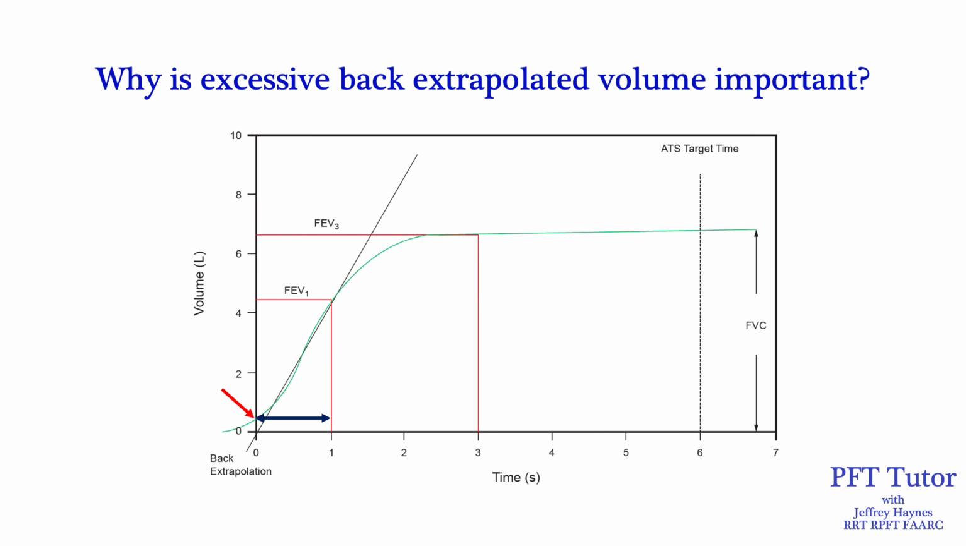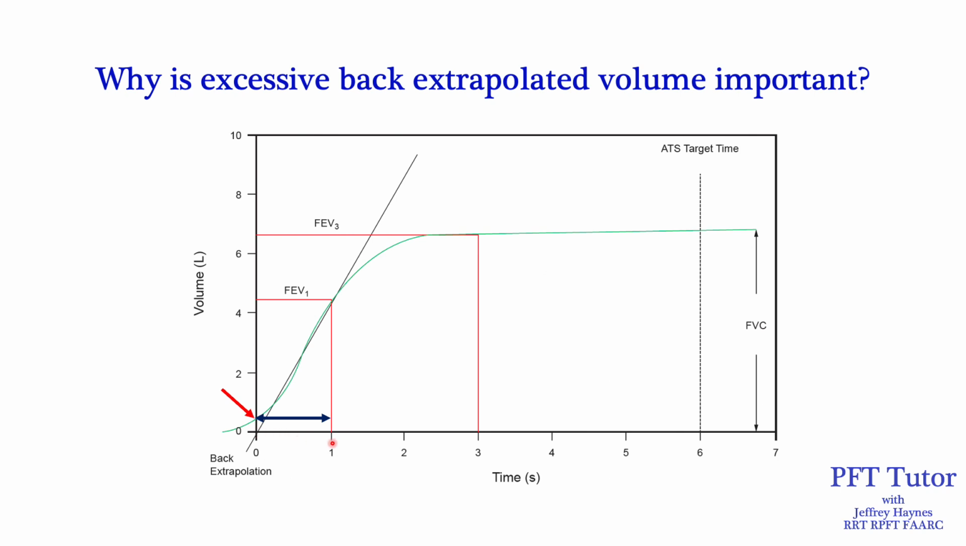Excessive back extrapolated volume is an important error to identify and correct because it may result in an inaccurate FEV1. The FEV1 will be higher because the volume of air that the patient exhales prior to forced exhalation becomes part of the FEV1. So the FEV1 is supposed to be measured over the first second of forced exhalation, as shown here in the black arrow, time 0 to 1 second.